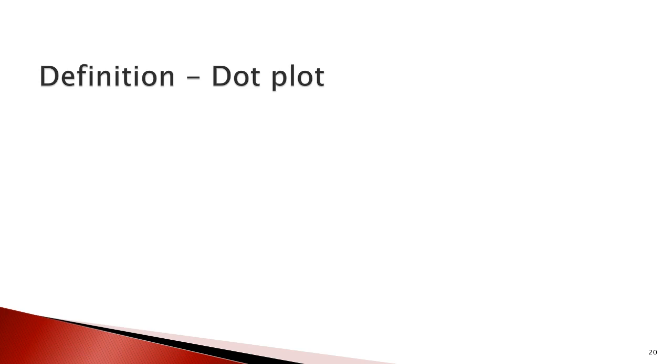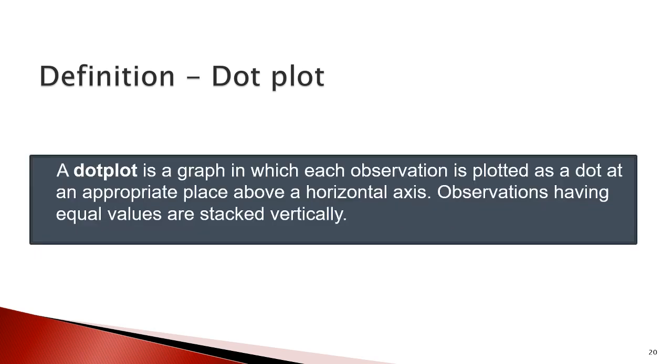Okay, the next method of organizing quantitative data is the dot plot. That is a whole new method. First we learned histograms, and now we are using dot plots. The definition of a dot plot is a graph in which each observation is plotted as a dot at an appropriate place above a horizontal axis. Observations having equal values are stacked vertically.